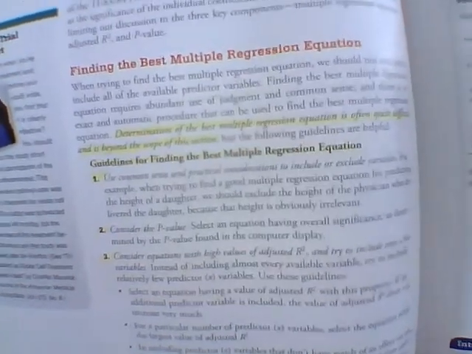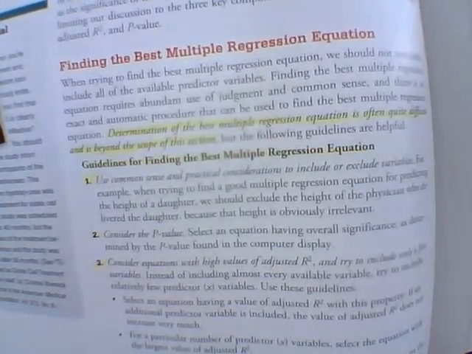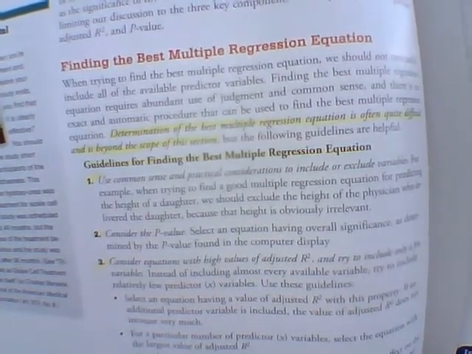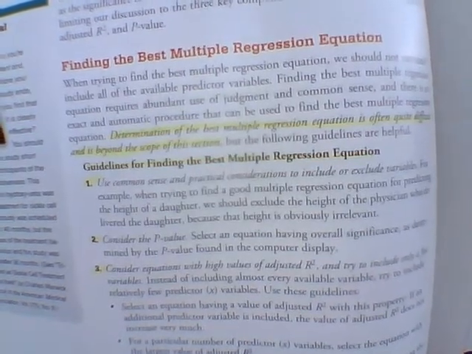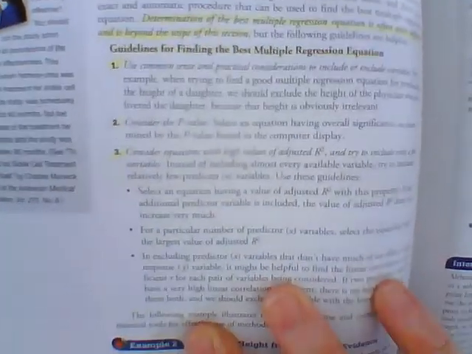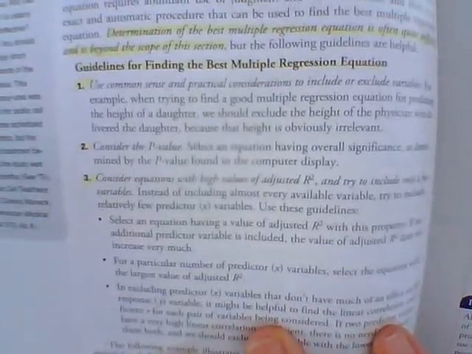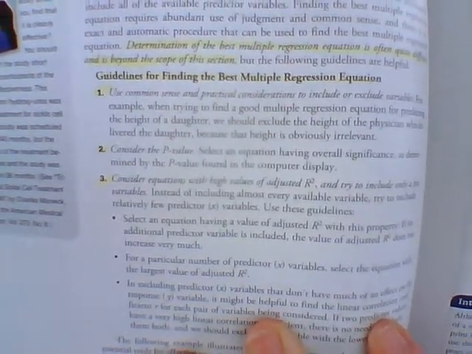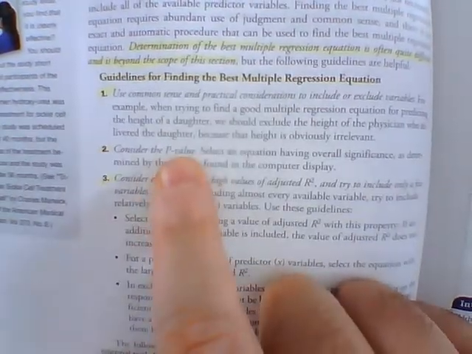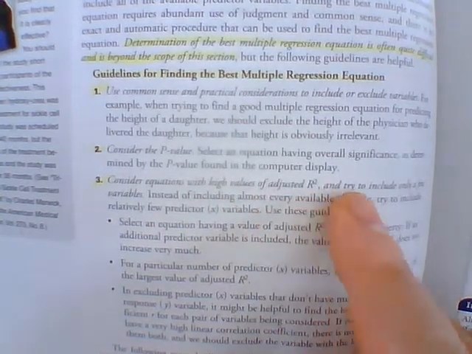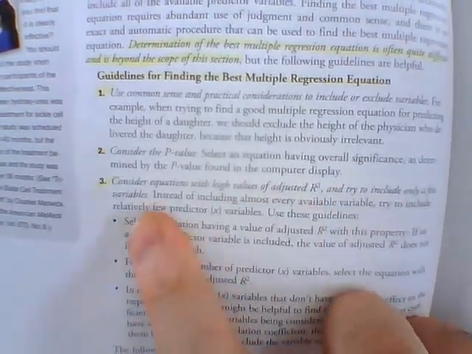So our guidelines. Determination of the best multiple regression equation is often quite difficult and beyond the scope of this section. It goes so far in depth into what we can consider and what would be the best thing to talk about. They say to use common sense and practical considerations to include or exclude variables. Consider the p-values. Consider equations with high values of adjusted R squared, and try to include only a few variables.